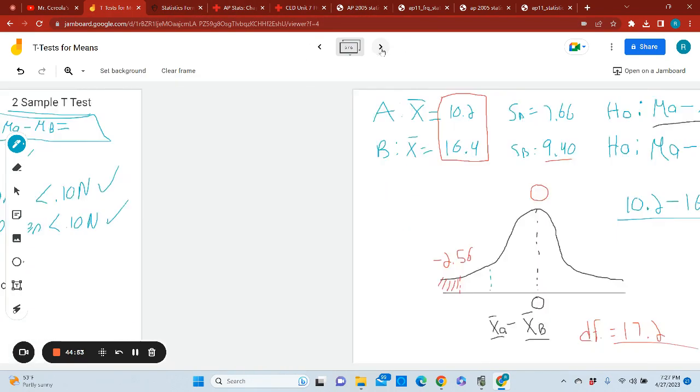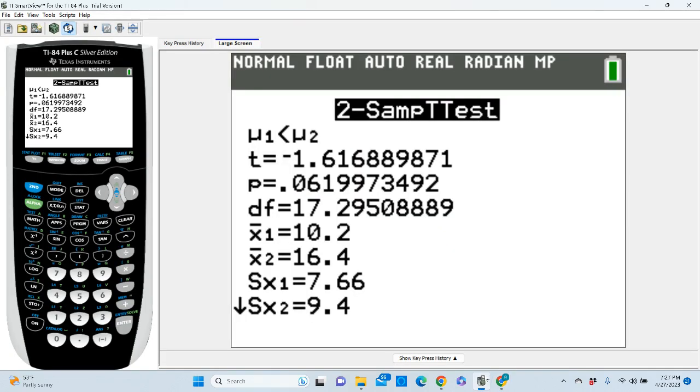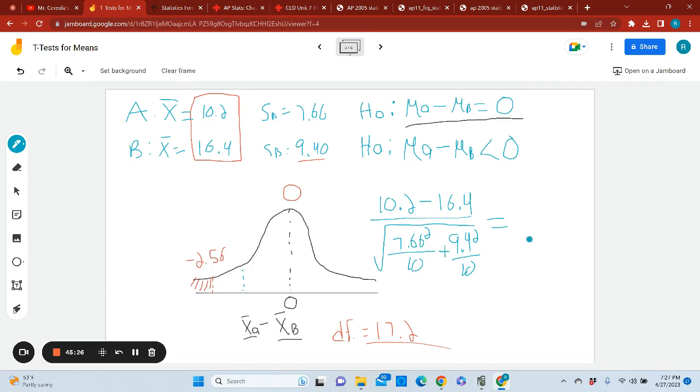So we have those numbers written on our page here. I'm going to write the square root of 7.66 squared divided by 10 plus 9.4 squared divided by 10. But since the calculator already did it for us, here's your test statistic, your t right here, negative 1.61. We fell in the white space.